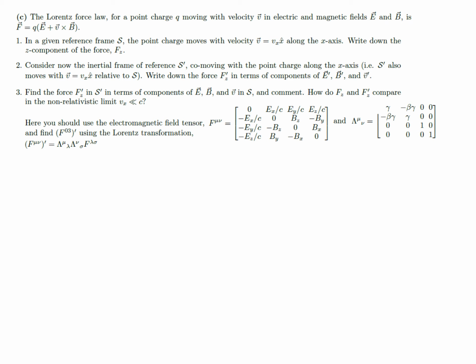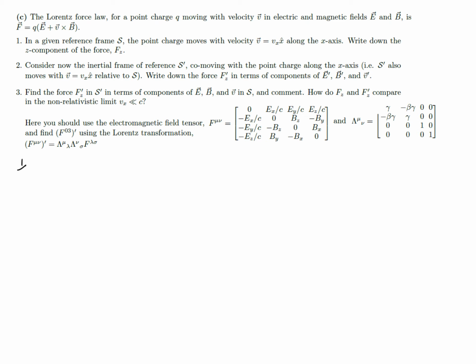Okay, let's move on to part C. This is a proper 4-vector relativity question. The Lorentz force for a point charge q moving with velocity v in electric and magnetic fields E and B is given by the usual Lorentz force equation for F. So we've broken this question down into some different sub-questions. Let's tackle them one by one.